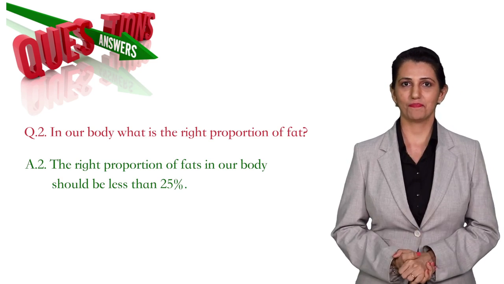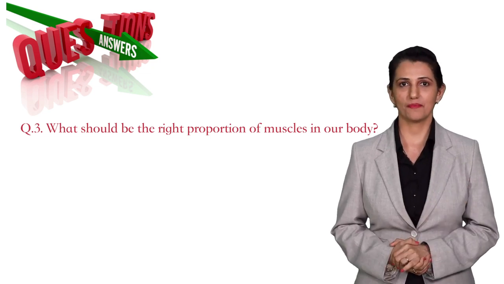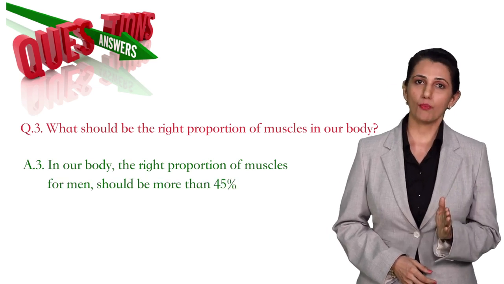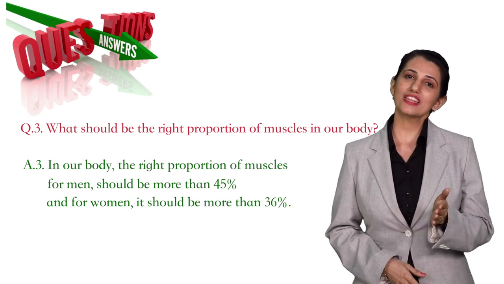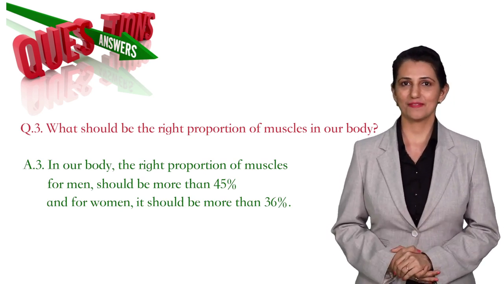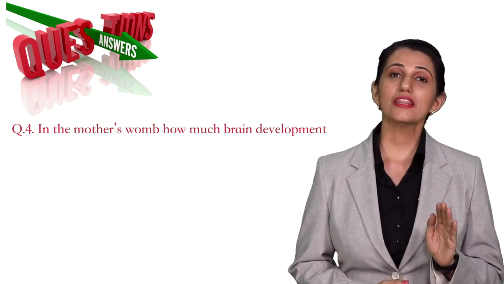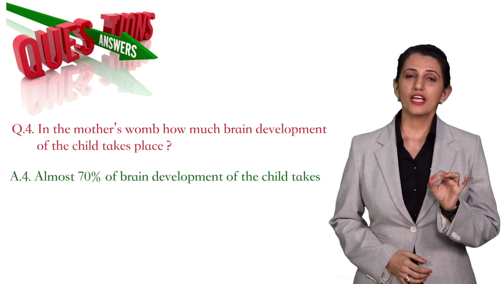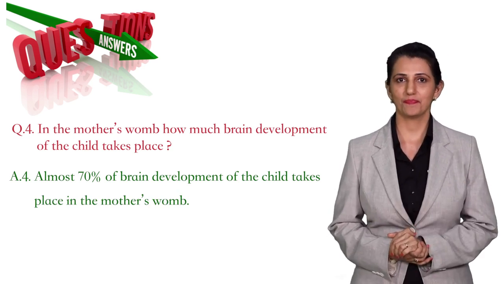Question 3. What should be the right proportion of muscles in our body? In our body, the right proportion of muscles for men should be more than 45% and for women it should be more than 36%. Question 4. In the mother's womb, how much brain development of the child takes place? Almost 70% of brain development of the child takes place in the mother's womb.